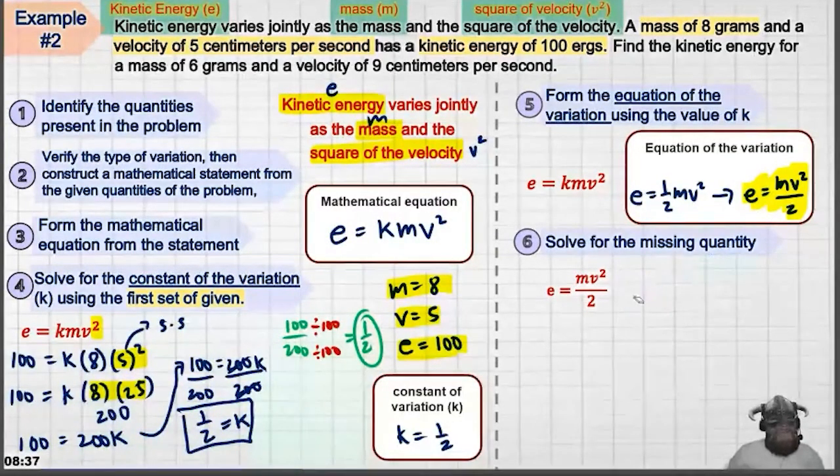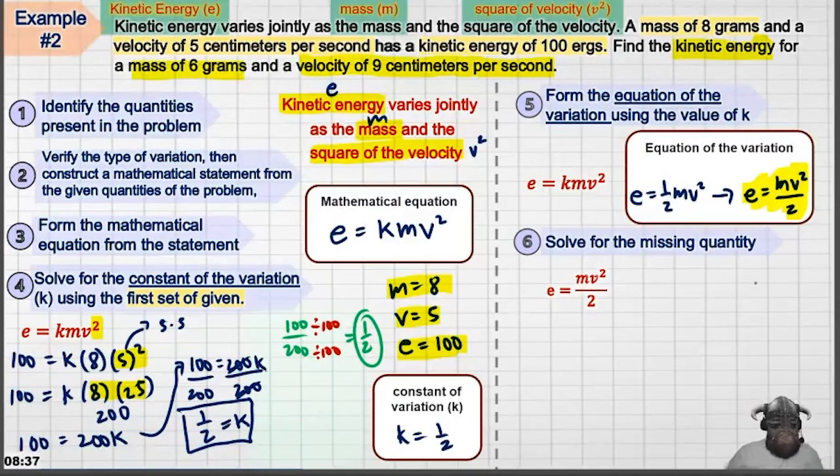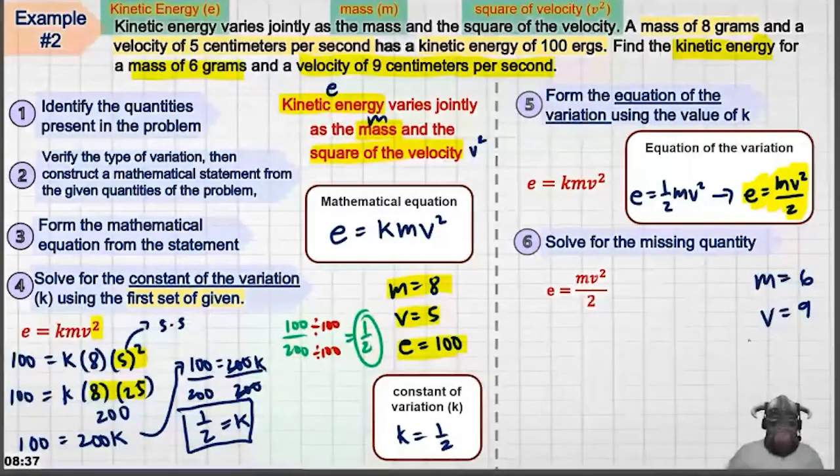And our missing value here is the kinetic energy. We're given with the mass, which is 6 grams, and the velocity, which is 9 centimeters per second. So, sulat ko muna dito, mass is 6 grams, and then the velocity is 9 centimeters per second. So, substitute lang natin yan to solve for the E or the kinetic energy. So, M will be 6.